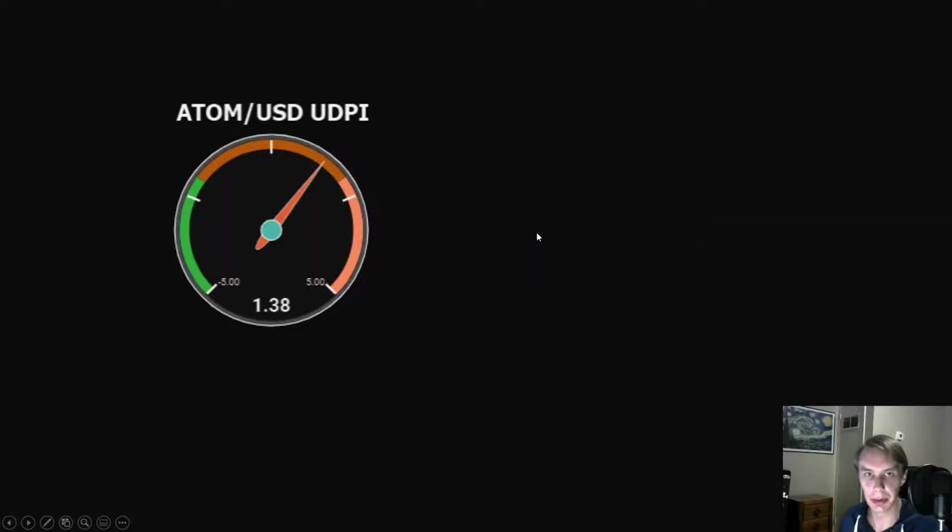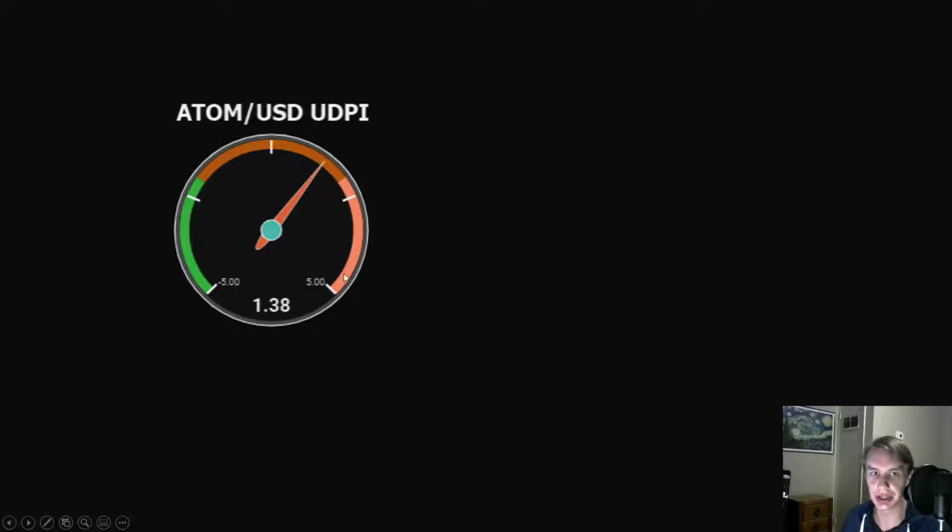So just to talk a little bit more about where Atom is, as I mentioned, it's sitting a bit above 1, at 1.38 currently as I record this. What that suggests is that the downside potential of Atom does outweigh its upside potential, but it's not super extreme. Atom still does have a decent amount of upside potential it could realize if it decides to run right now.